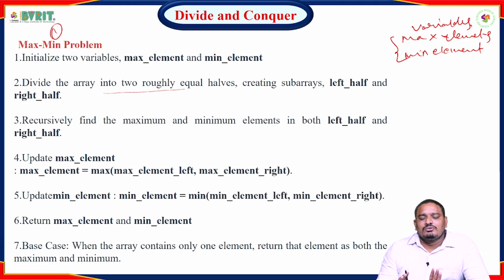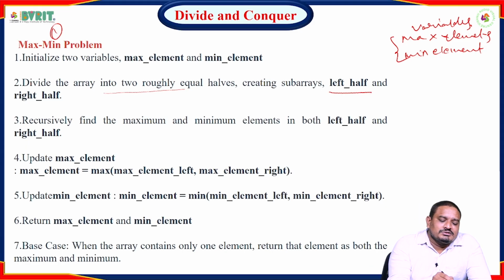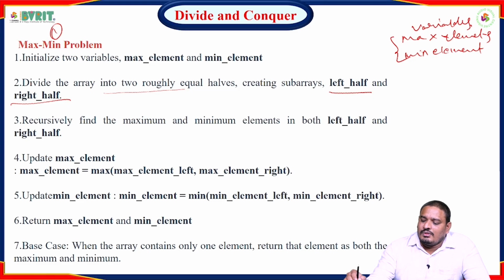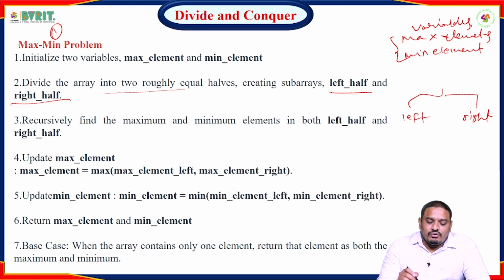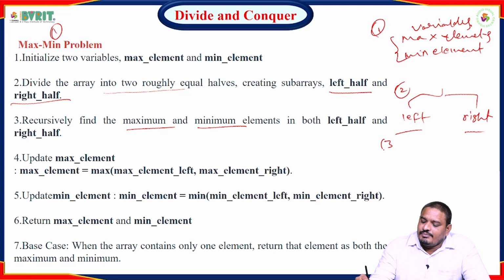What are the two subarrays? One is the left half, the second one is the right half. Left, right. Next, we find the maximum and minimum elements for both left and right. This is the first step, this is the second step. The third step is to find the minimum and maximum elements of the left half and right half.